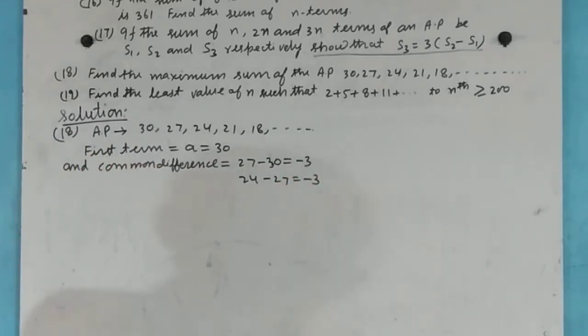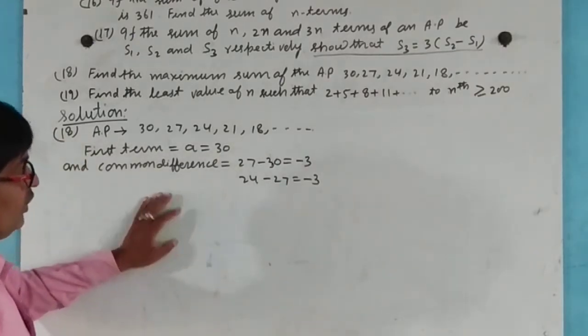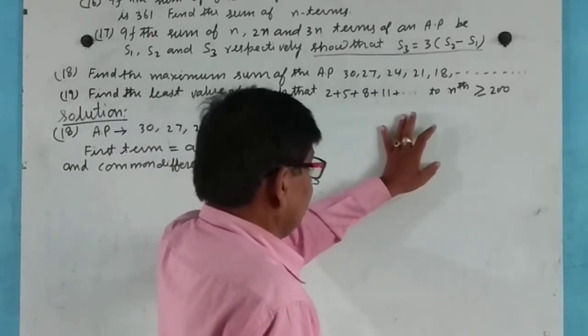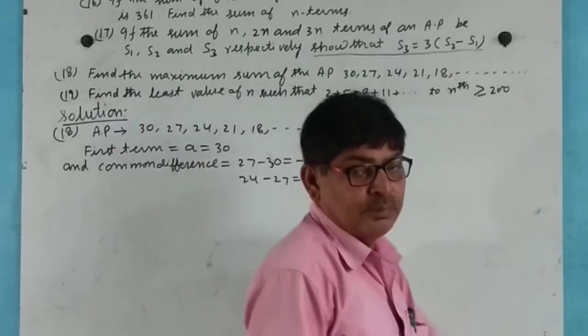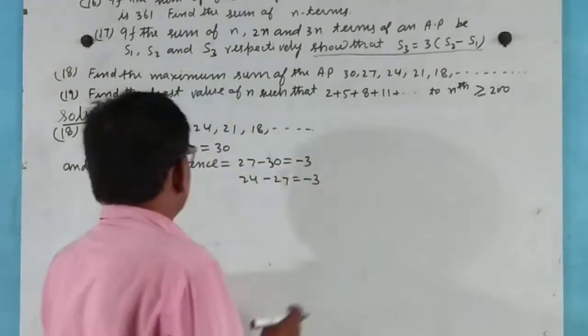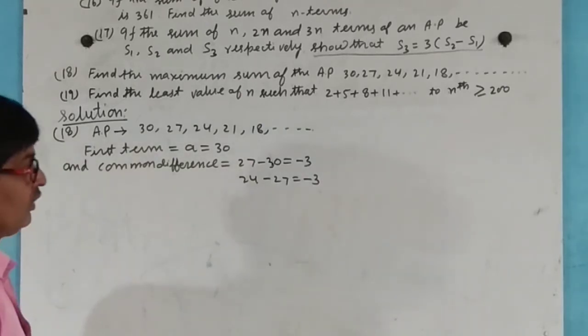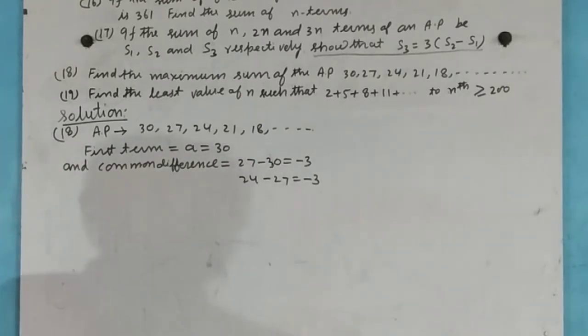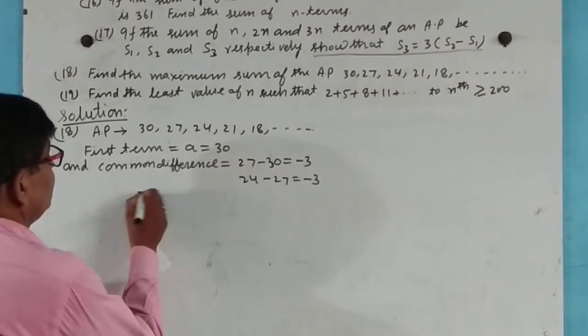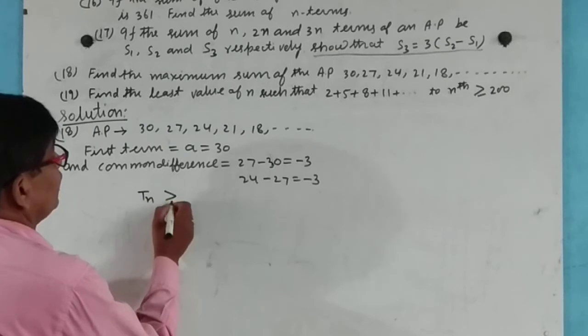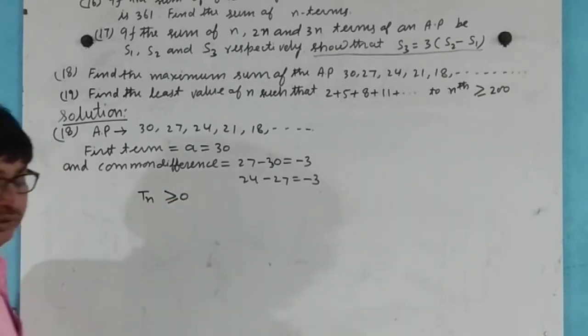So in this case, if we take the sum, after some point the terms become negative. To find the maximum sum of the AP, first of all we calculate Tn. Let us suppose that Tn is greater than or equal to 0.